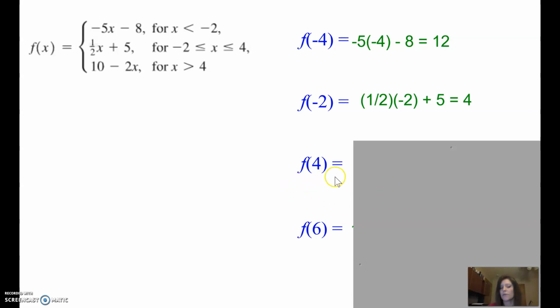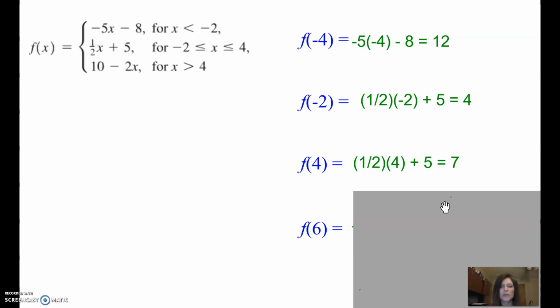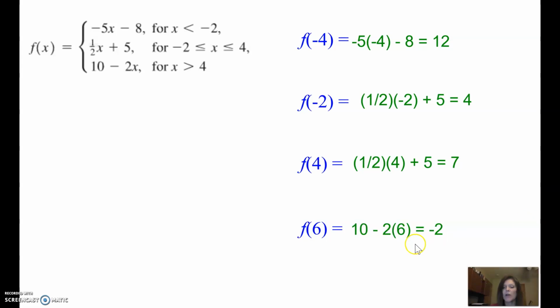Then I have f of 4. Again, that's at that break point, and I have to decide which one to use. Once again, I'm going to choose the one where it's got the or equal to, so for f of 4, we're still going to use this middle rule. And when you plug in the 4 there, you should get a final answer of 7. Then my last one, f of 6, that's definitely greater than 4, so we'll use the last formula we're given, 10 minus 2x, and when we plug in there, we get a final answer of -2.